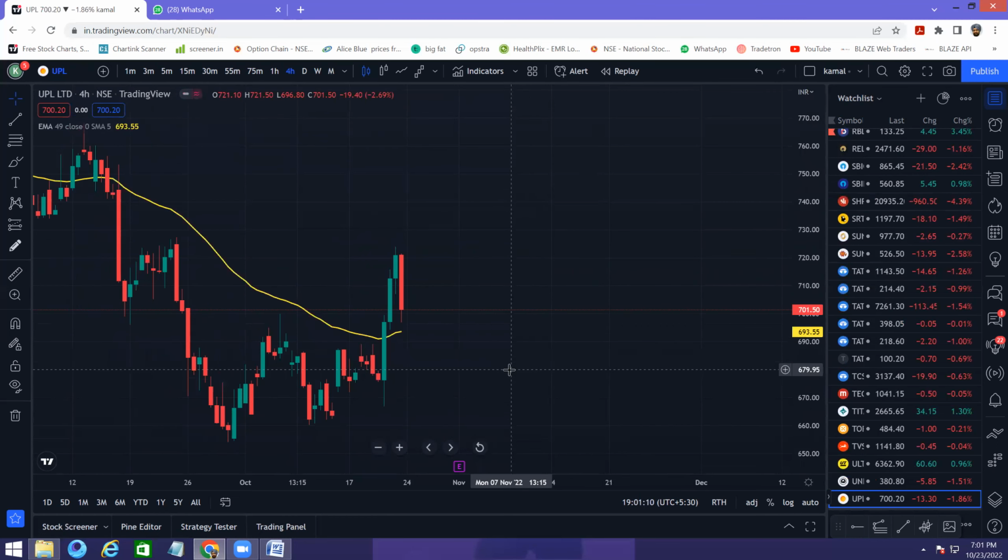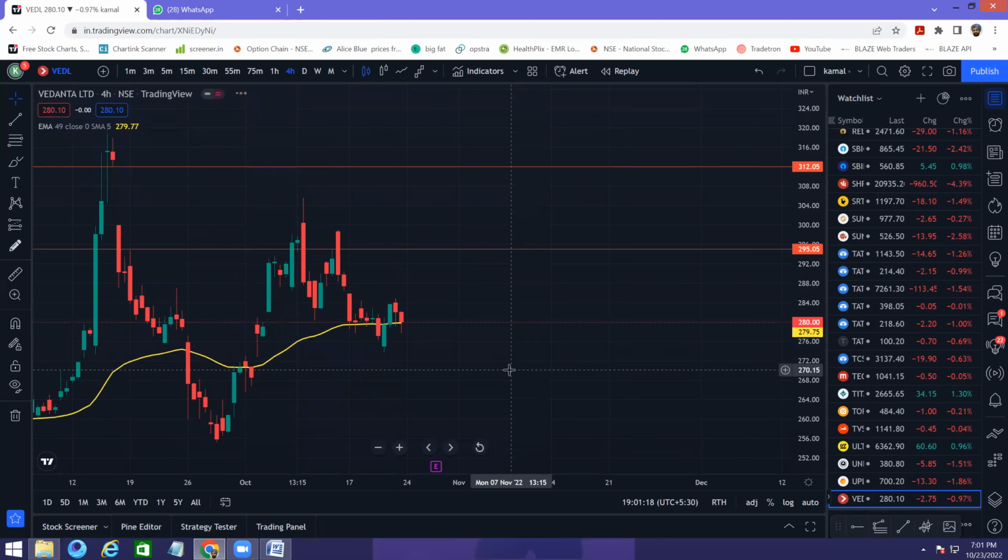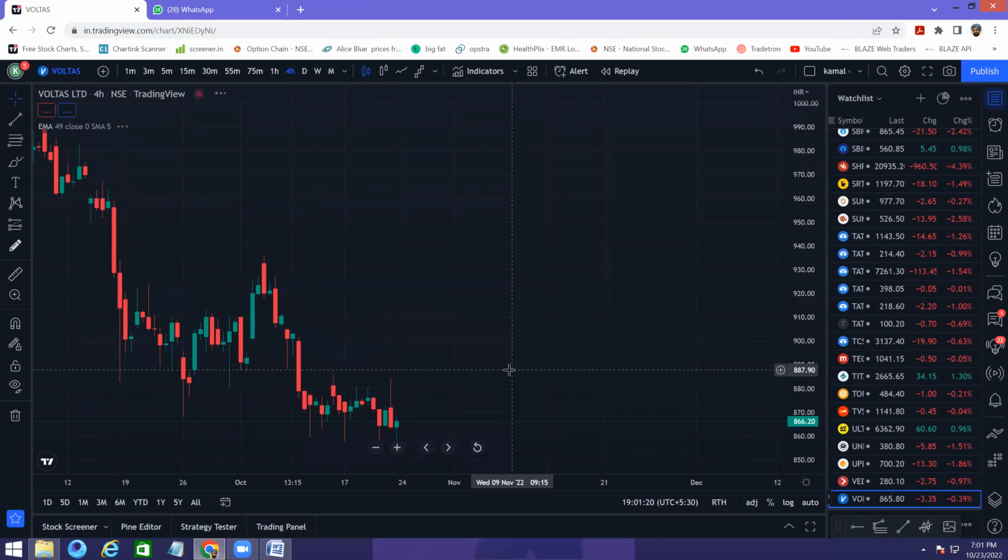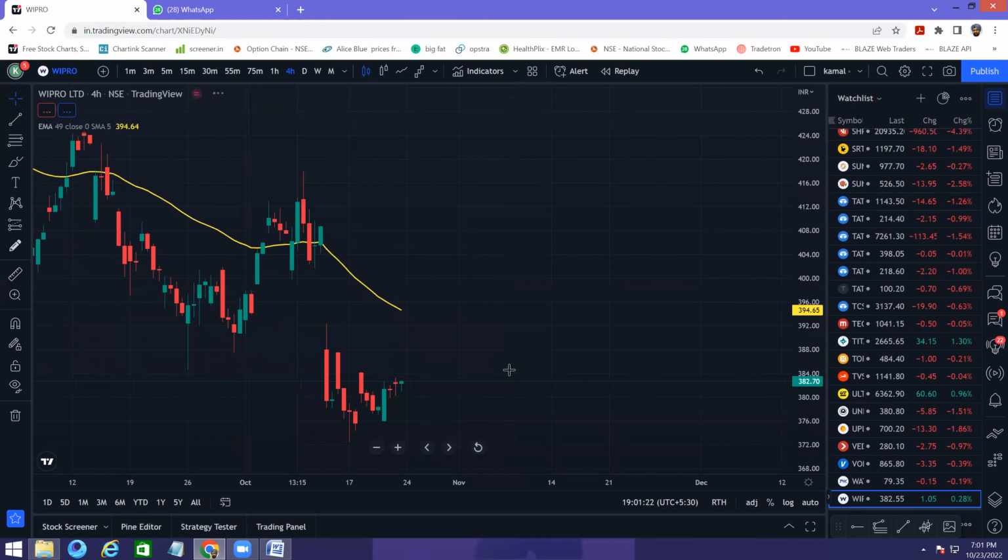UPL, there is news in UPL of 4,000 crores being invested by Dubai-based investors. So this stock may give a good run tomorrow. BEDL, we need a green candle to close. Waterbase, no.